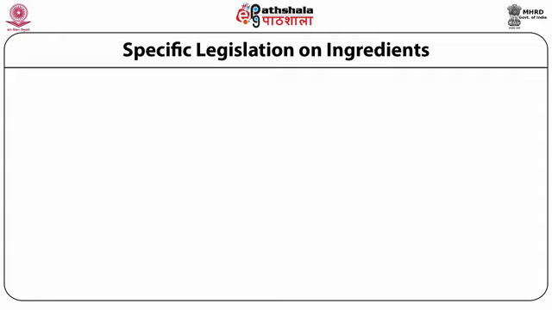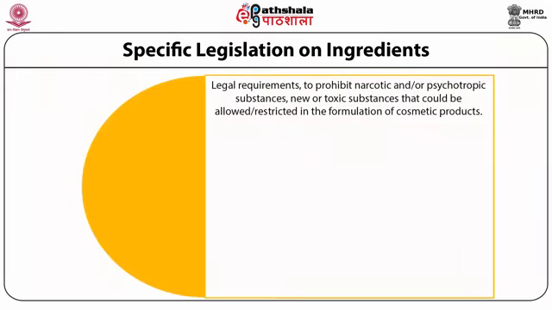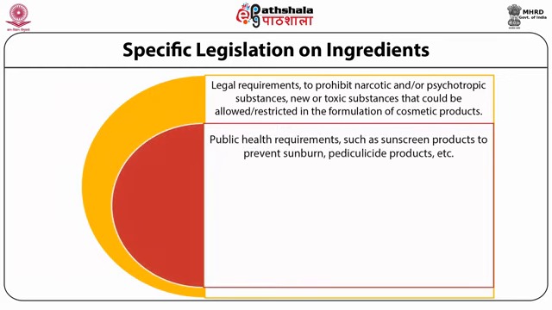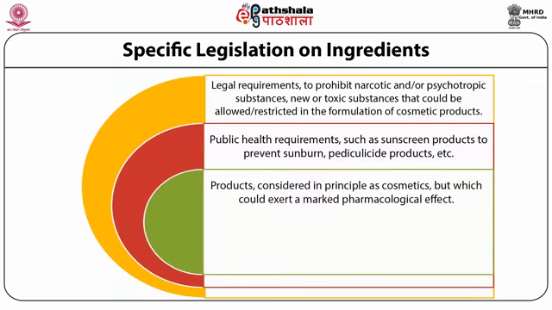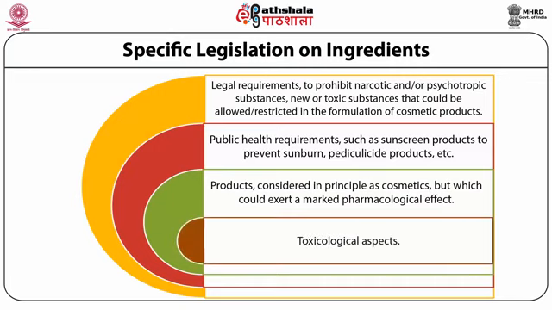The main aspects of quality control of cosmetics are related to the ingredients which the product contains. There are requirements which need to be established, such as legal requirements to prohibit narcotics and or psychotropic substances, and new or toxic substances that could be allowed or restricted in the formulation of cosmetic products. Public health requirements, such as sunscreen products to prevent sunburn, etc. Products considered in principle as cosmetics, but which could exert a marked pharmacological effect, and toxicological aspects.